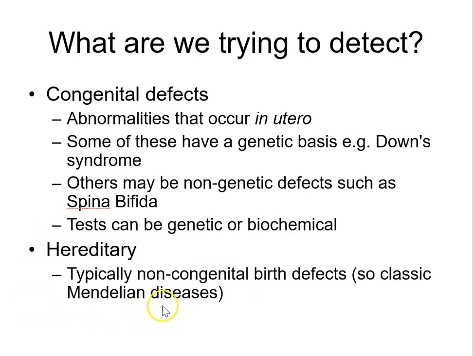So with the hereditary ones, we often know that they are there and we can look for them. With the congenital defects, these arise in utero from what was a normal conception, and then something goes wrong along the developmental process. That can be a chromosomal loss or gain or something else. So we call these congenital defects.